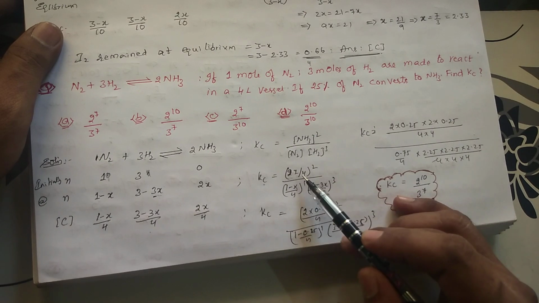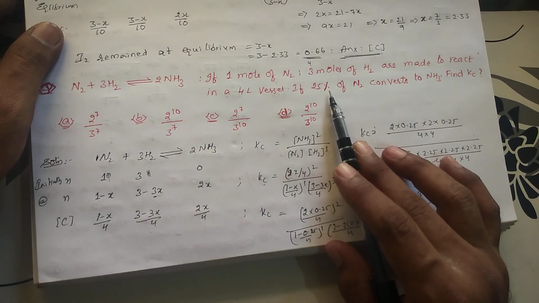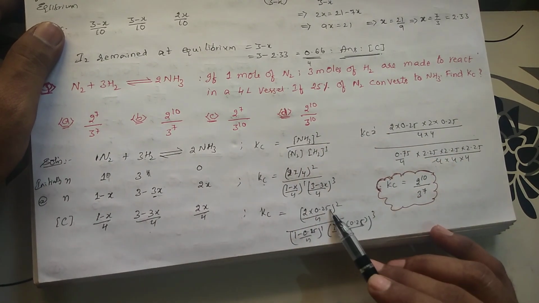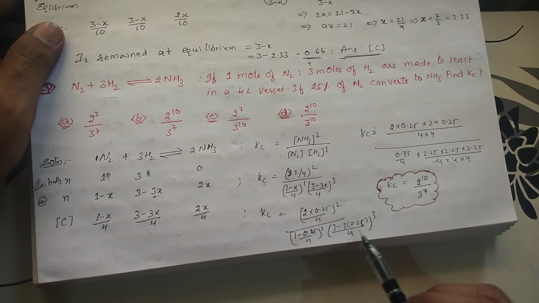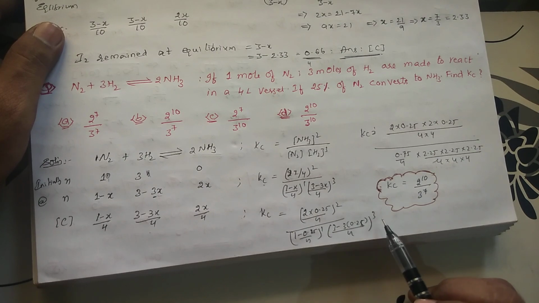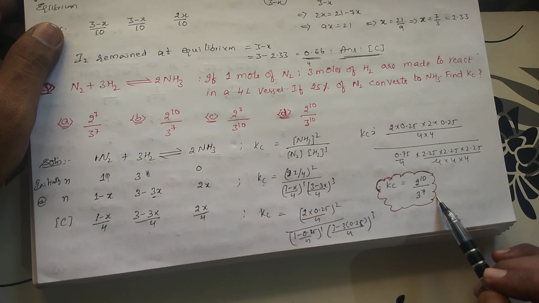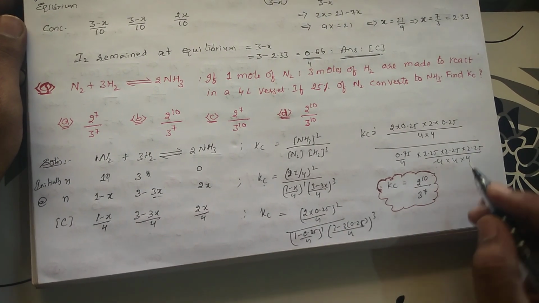Now directly here, instead of x, what is the x value? 0.25. He is saying 25%, right? 25 by 100, it is 0.25. So it is 2 into 0.25 by 4. Here 1 minus 0.25 by 4. Here 3 minus 3 into 0.25 by 4, whole power cube. Now you solve this entire thing, you will be getting the answer as 2 power 10 by 3 power 7. So the answer will be the second option.